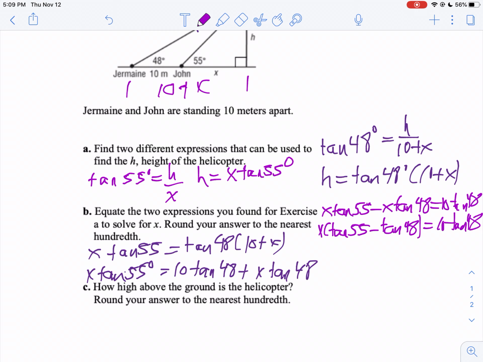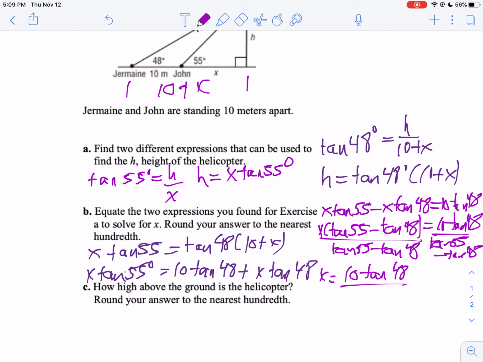Well, then what I'm going to do is divide both sides by the parentheses to get x by itself. So I'm going to divide both sides by the tangent of 55 minus the tangent of 48. In other words, x equals 10 times the tangent of 48 divided by the tangent of 55 minus the tangent of 48. That's the exact answer. We want to round this to the nearest hundredth.